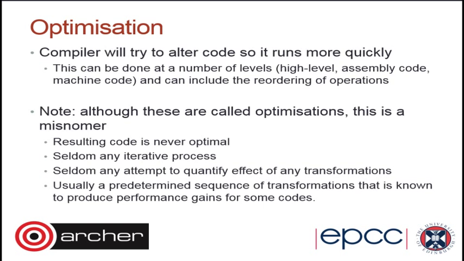Because what it's not doing is anything iterative. It's not doing a few modifications, having a look, seeing how that worked, doing a few other things based on that, seeing how that's worked. It's nowhere near as clever as that. Instead, it's got a predetermined sequence of transformations that often work well for general codes. And if you want, it will go bang, bang, bang, bang, bang. There you go. So it's not necessarily optimal, but often these transformations can give you quite a bit of an improvement because they generally work well for a lot of codes out there.